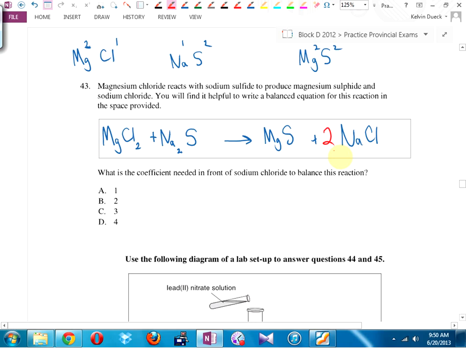How many sodiums do I have on the right? 2. How many do I have on the left? 2. Oh, that's good. How many sulfurs do I have on the left? 1. You know what? I think that's it. This is now balanced. What coefficient is needed in front of sodium chloride? A 2. And this is a double replacement reaction.